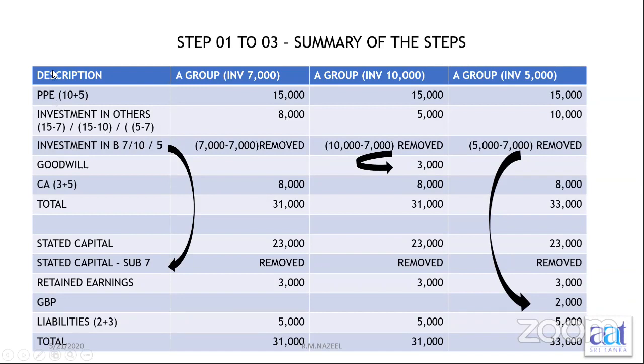But what is the change? If you make the same investment amount compared here, there is no goodwill. If you have an excess amount, there is a goodwill. If there is a shortfall amount, there is a GBP. So this is the summary of approach 1 to approach 3.